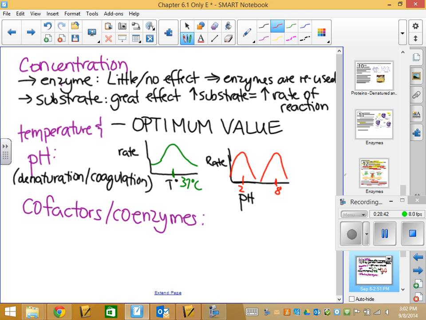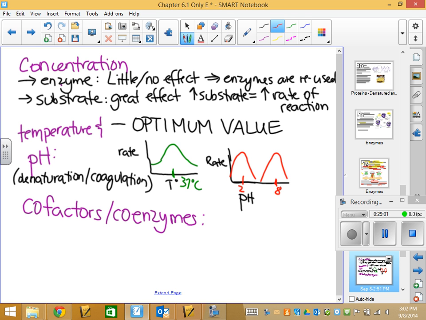Now we'll talk about specific enzymes later on, but the idea is that there is always an optimum value, where if you go higher or lower, it starts to function less well. But I can't give you a standard number because it's different for every enzyme.